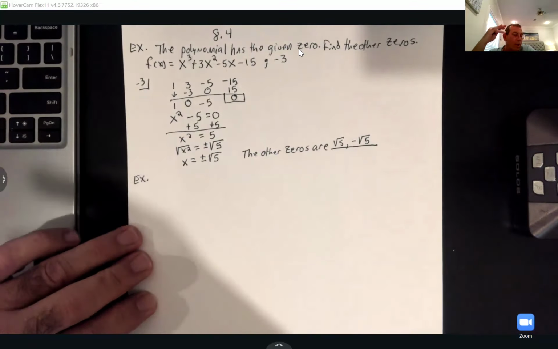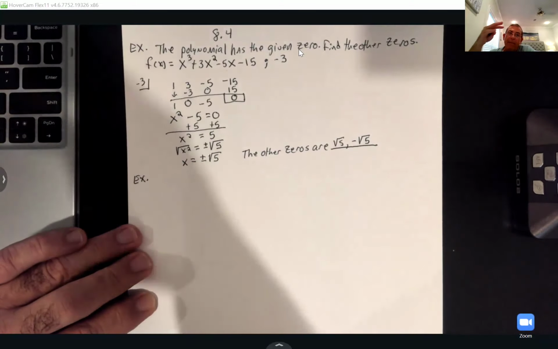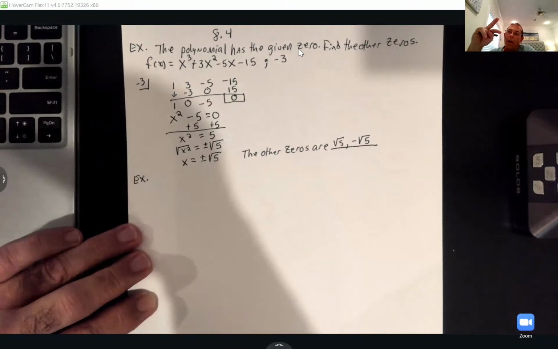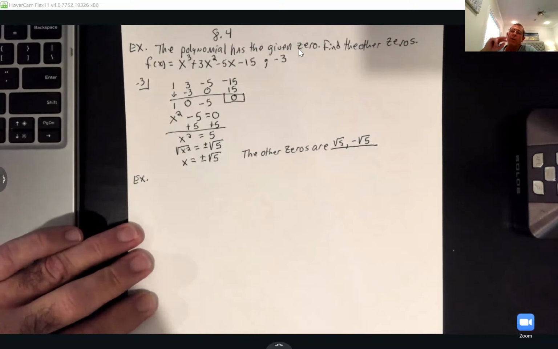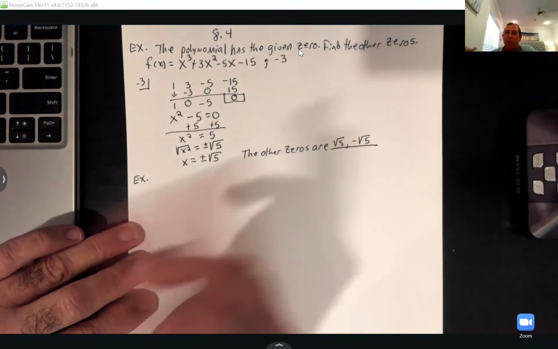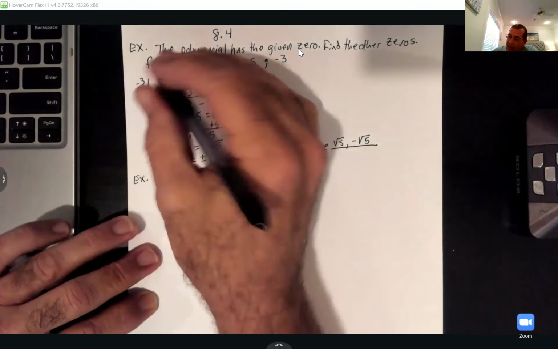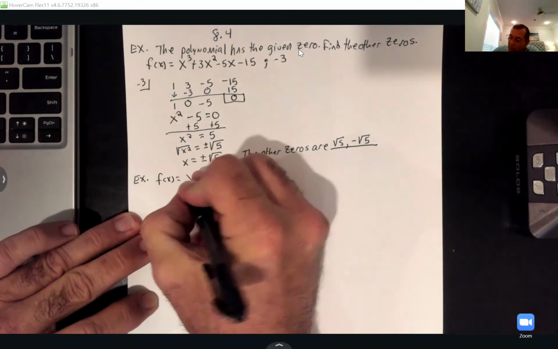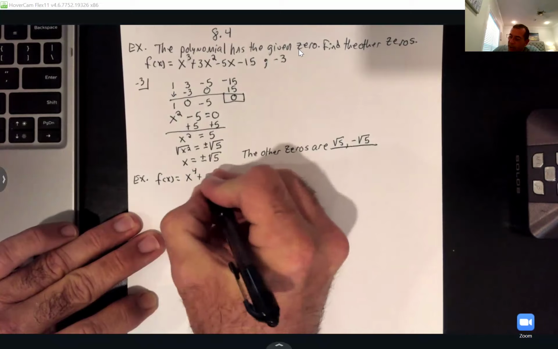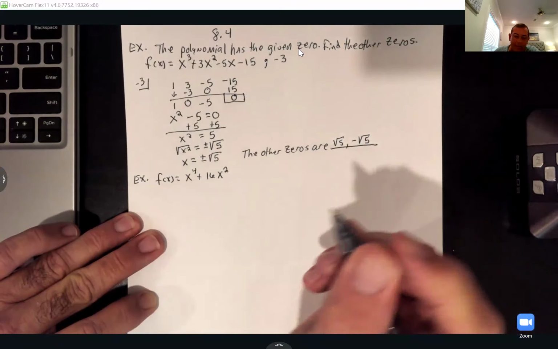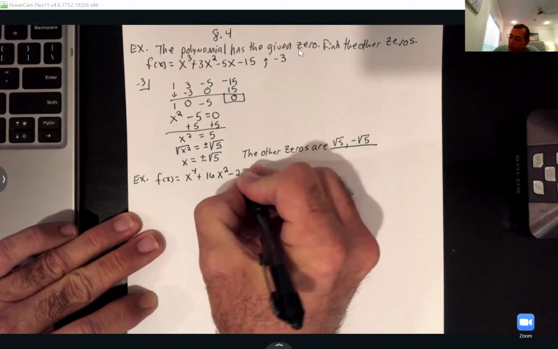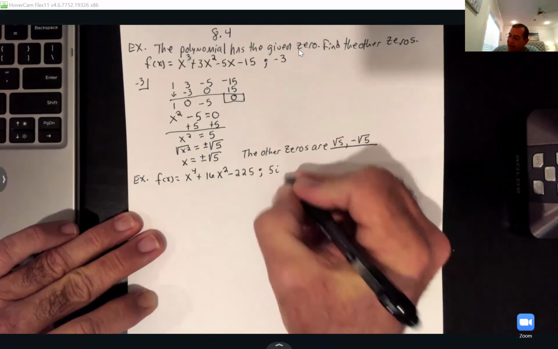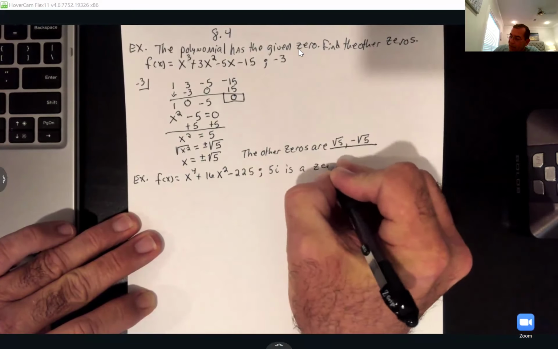So now we'll do one with an x4 in it. So since it's got an x4, we will do synthetic division twice. And then we'll be able to do our square root or our quadratic formula. So the same thing on this one, y'all. We got a f of x equals x to the 4th plus 16x squared minus 225. And then they're giving me my 0. They're saying, hey, 5i is a 0.